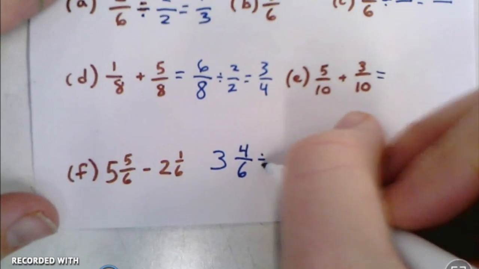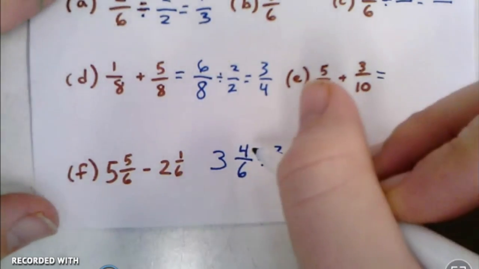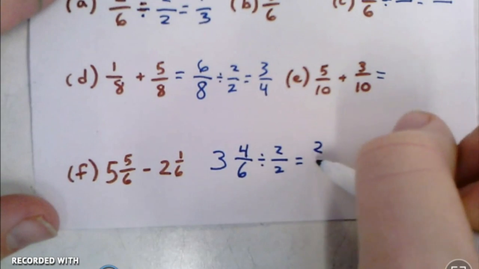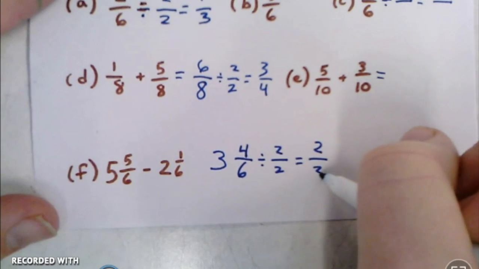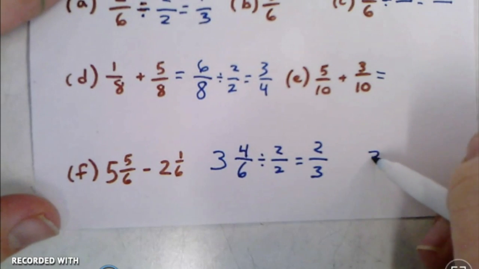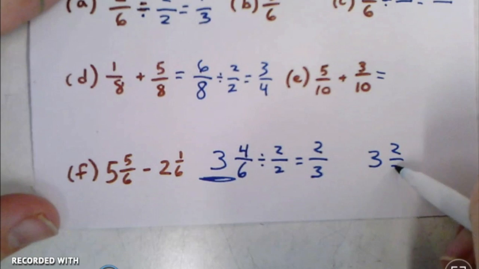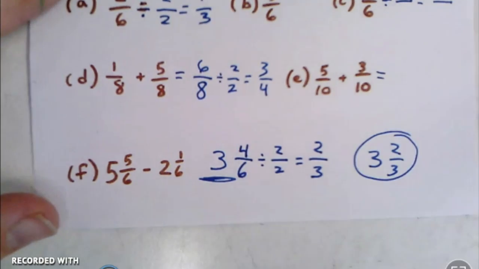So we're going to divide the fraction by 2 over 2. 4 divided by 2 is 2. 6 divided by 2 is 3. And now we're going to rewrite our answer as a mixed number. We still have our whole number of 3. So 3 2/3.